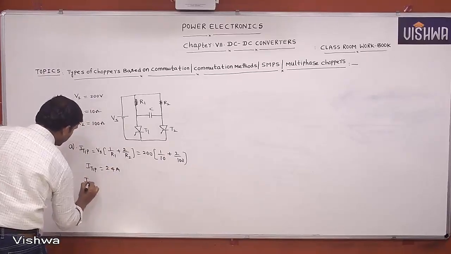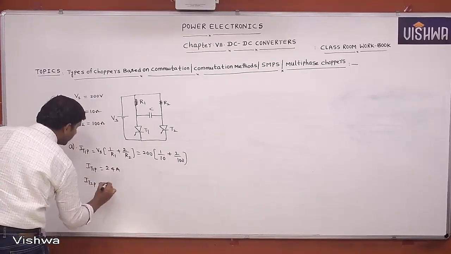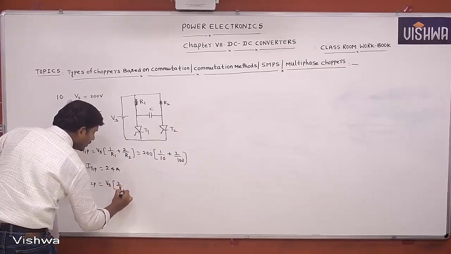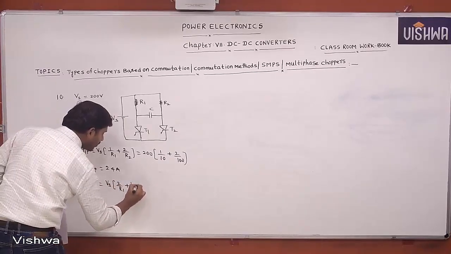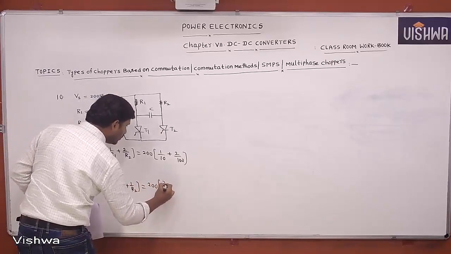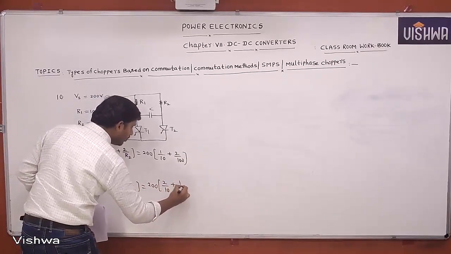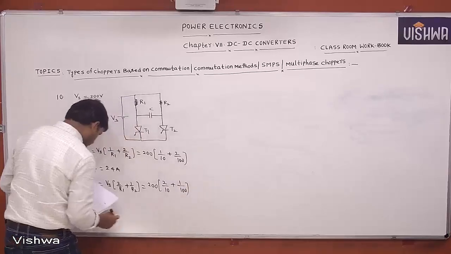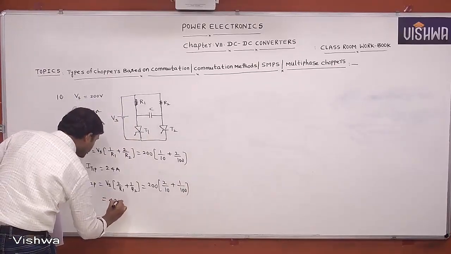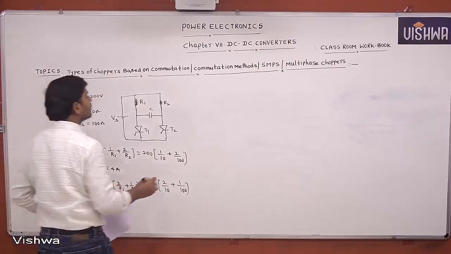What is IT2P, the peak current through the T2 thyristor? Vs into (2 by R1 plus 1 by R2), that is 200 into (2 by 10 plus 1 by 100). Then we get 42 amperes. This is the A question.